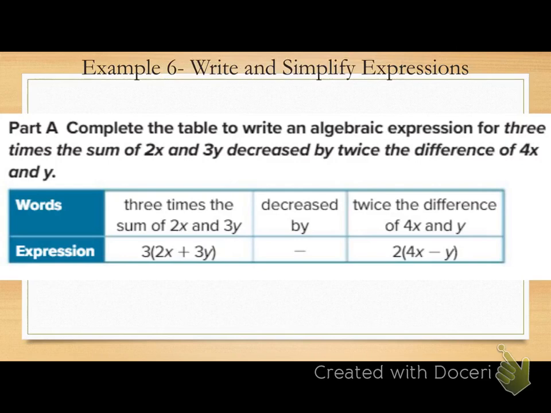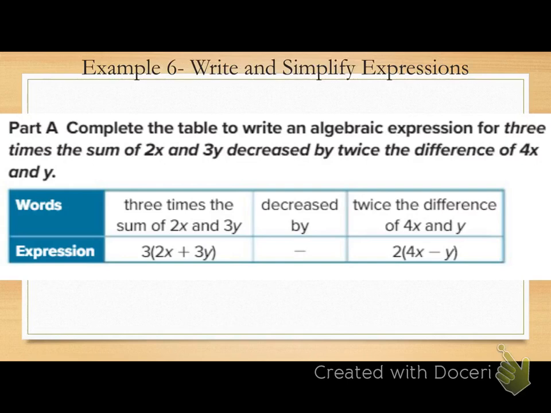So part A, complete the table to write an algebraic expression for the phrase 3 times the sum of 2x and 3y decreased by twice the difference of 4x and y. So they've already filled out the chart for us in the textbook. They were so generous and did that for us. Is everyone okay with how we got our full expression here? It's from the phrase that they gave us.